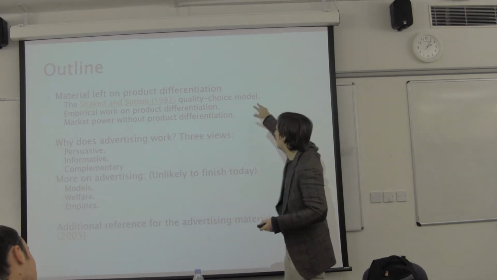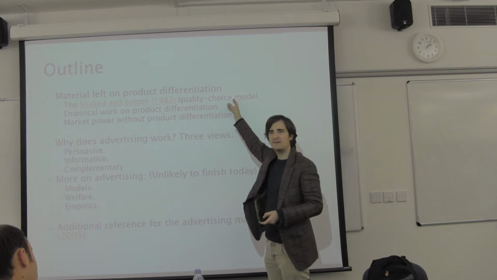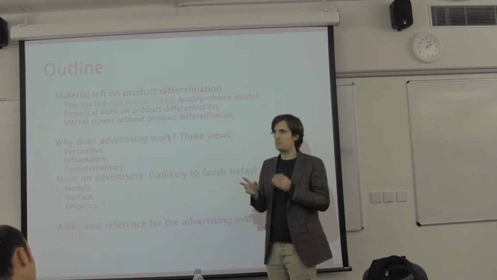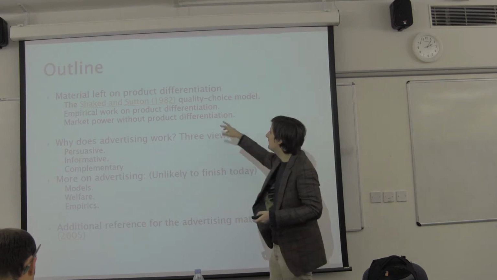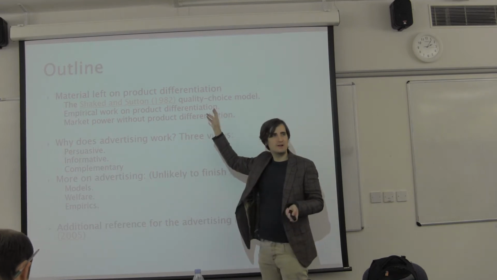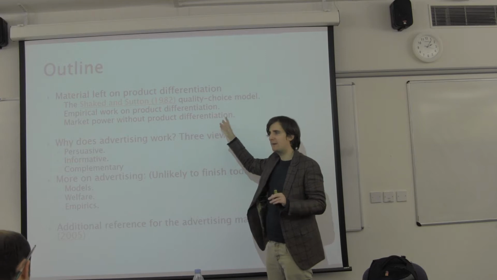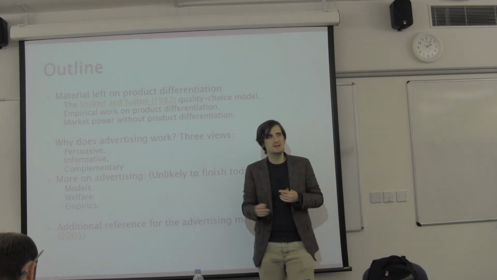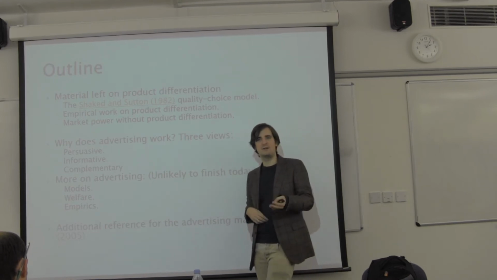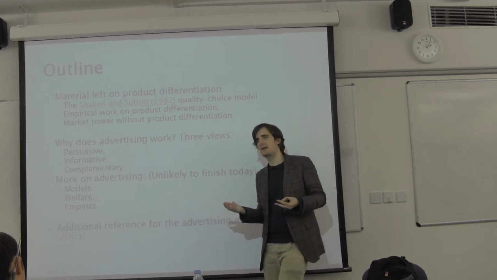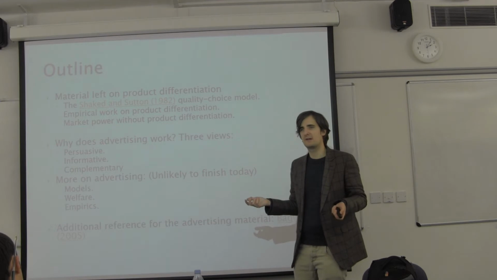Okay, so we're going to start with this model of vertical product differentiation, so consumers' preference for quality. Then we're going to look at some empirical work on product differentiation, and we're just going to note a few caveats on other phenomena that can give very similar results for differentiated products, even when products are all actually the same.